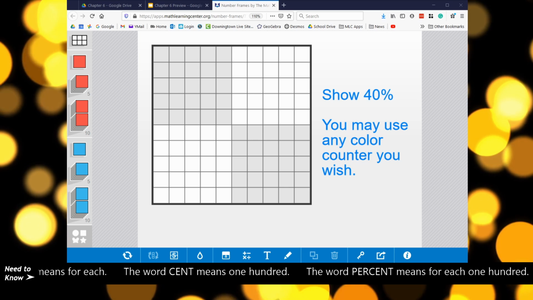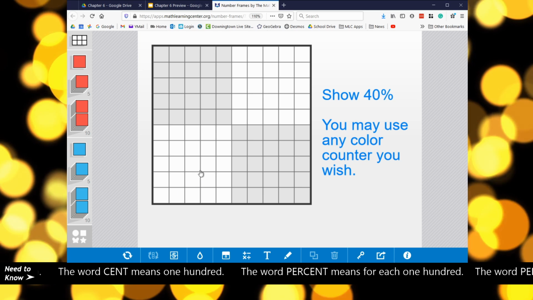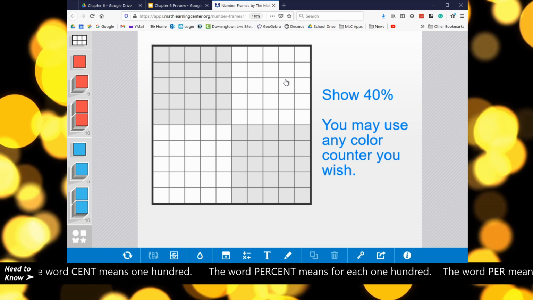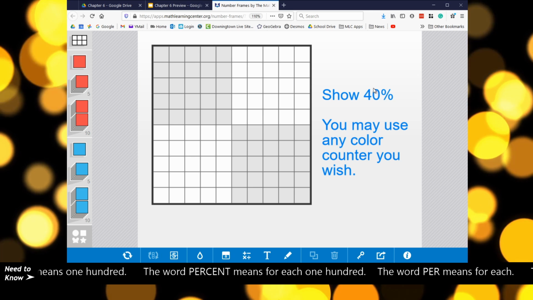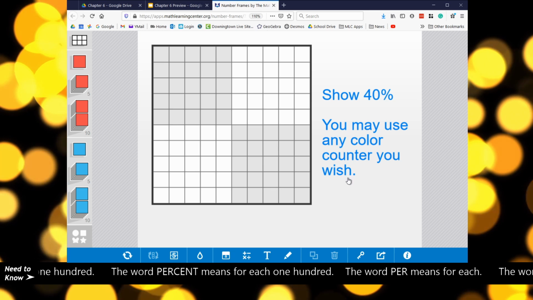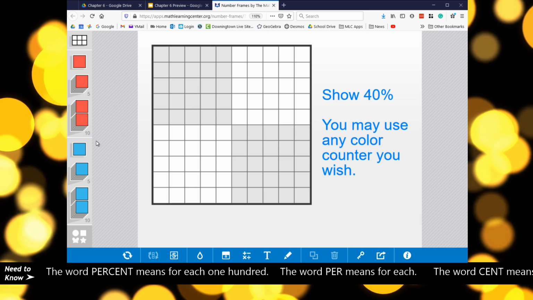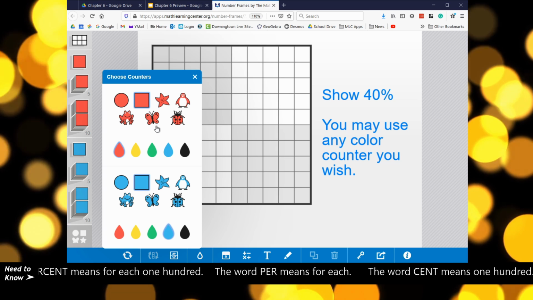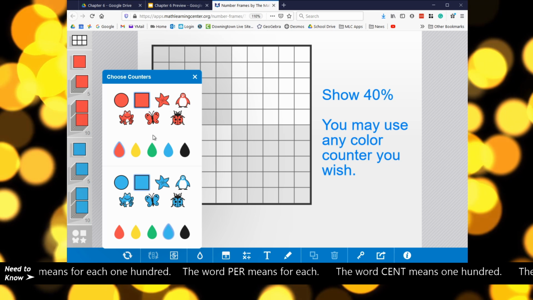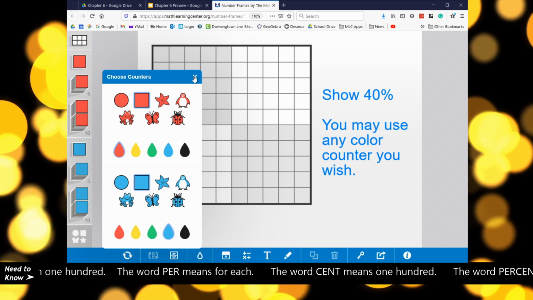Okay, so when you click on the link, it's going to take you to a screen that looks like this. You're going to have a hundreds grid right here, and you're going to have a direction. It's going to say show and then give you a percent. This says show 40%. You can use any color counter you want, okay? It's going to default to blue and red. And if you want to change the color, you just click down here. You can change the color. And if you want to, go ahead, use frogs or butterflies, ladybugs, penguins, whatever you want to use, okay? I'm going to default to the squares though.